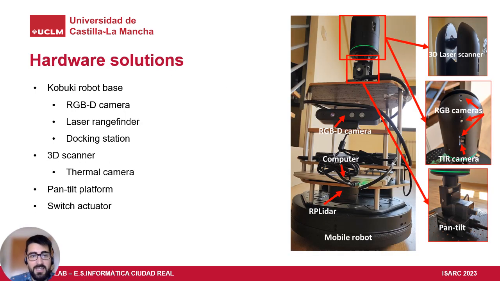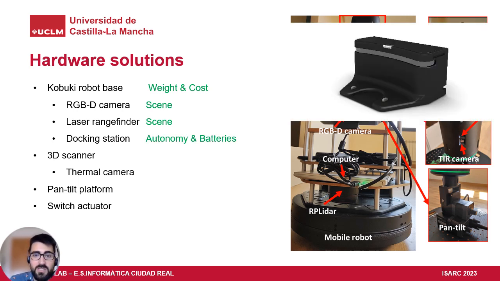On the right side, you can see Mopad 2, a new thermal scanning platform. It is built on a low-cost and reduced-size Kabuki robot base. This mobile robot is implemented in ROS. With the RGBD camera and the laser rangefinder, localization and navigation issues are solved. This robot can charge autonomously, thus multiple sessions can be carried out.